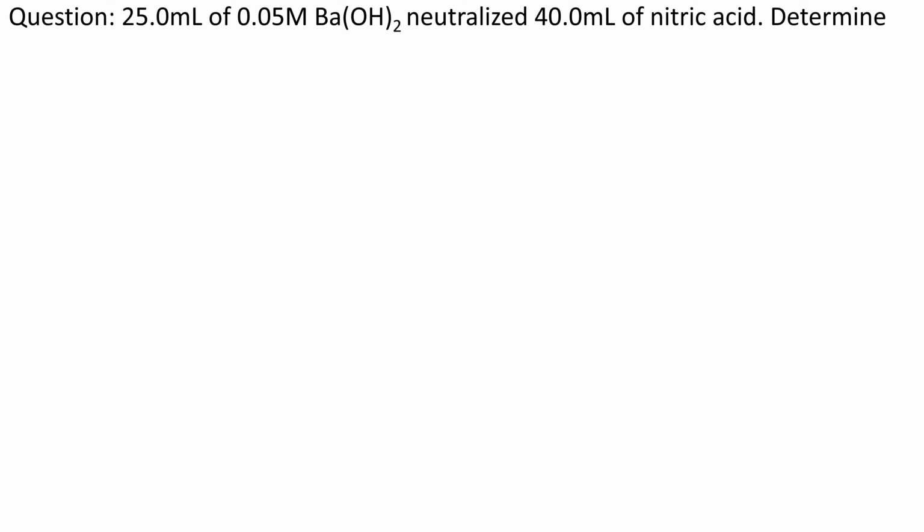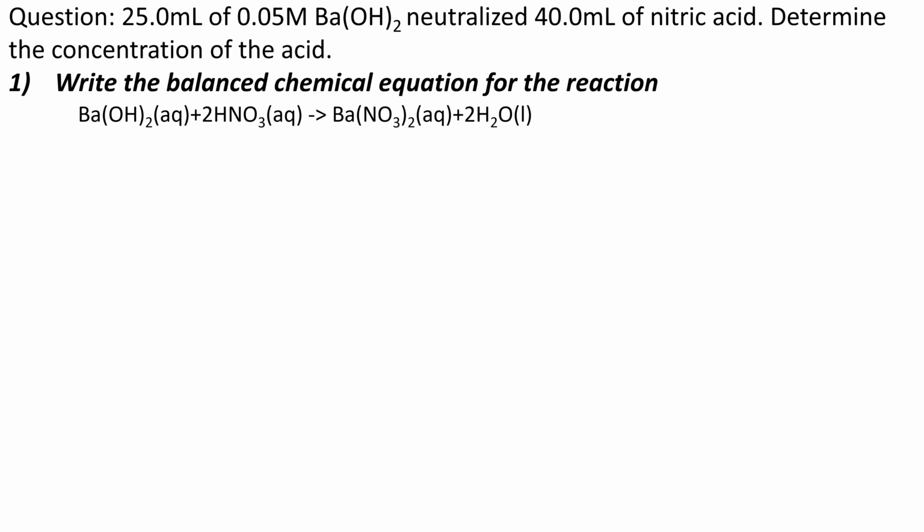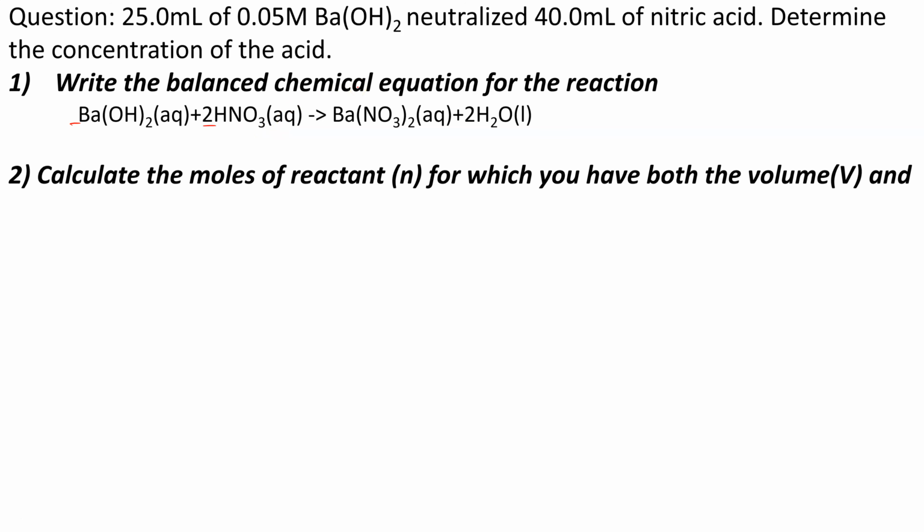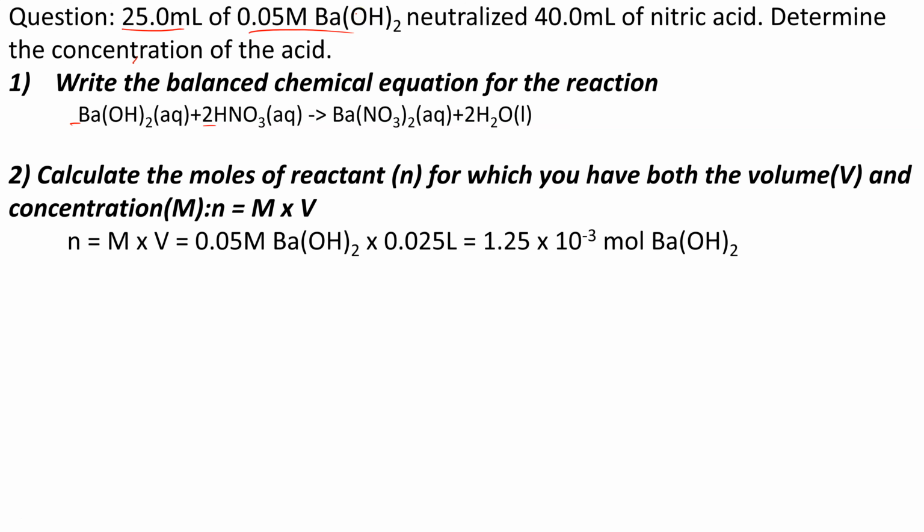You have 25 milliliters of barium hydroxide that neutralized 40 milliliters of nitric acid. So you can determine the concentration. What's the first thing you need to do? Write a balanced equation. So here it's a 2-to-1 ratio. So you already know this question is going to be a little more interesting than the one before. Step 2, multiply the molarity times the volume of what they're giving you. They're giving you these two up here. So change that volume to liters and then multiply.